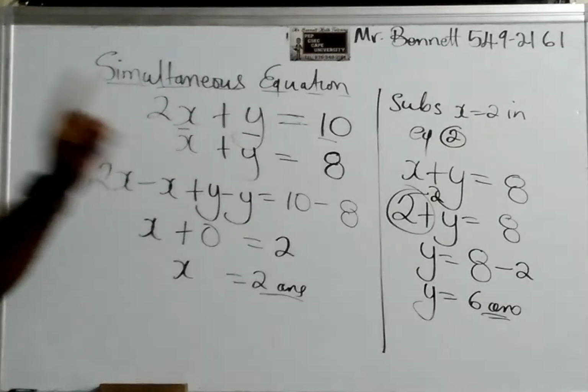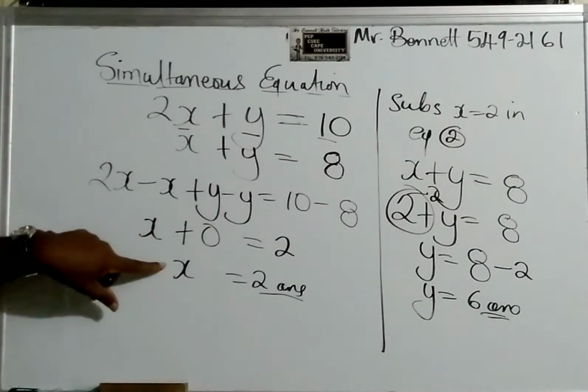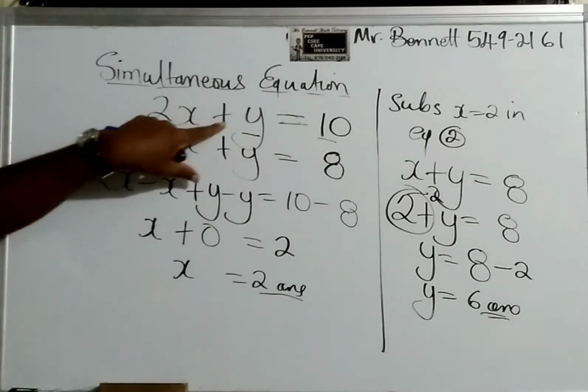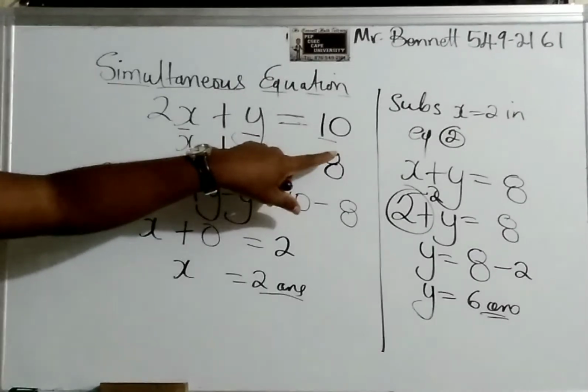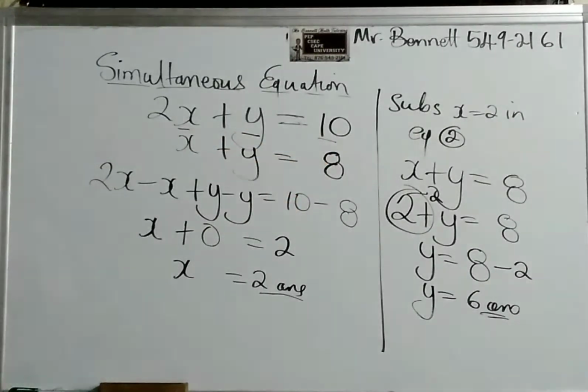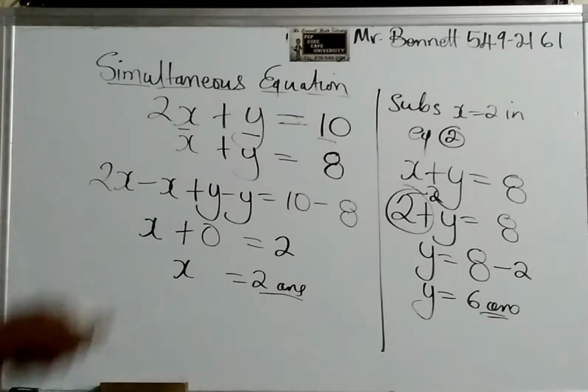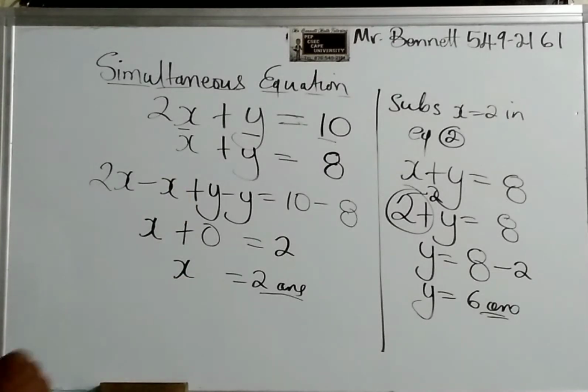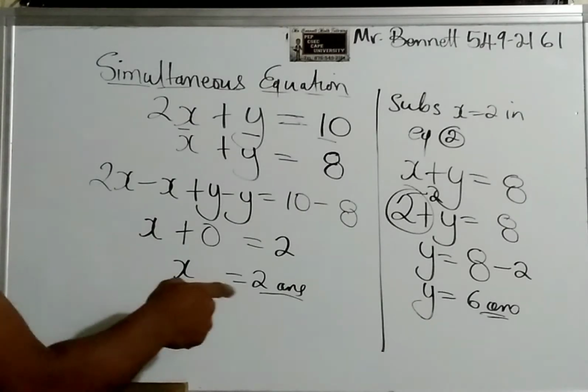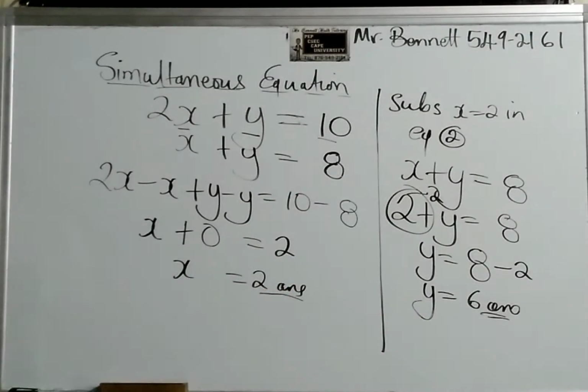That is for 1, but it must be correct for both. So 2 times 2 is 4, plus 6 is equal to 10. So it must be correct for both in order for it to be completely correct. So that is either 3 marks or 4 marks, depending on how CSEC set it that particular year. So therefore, x is equal to 2 and y is equal to 6.